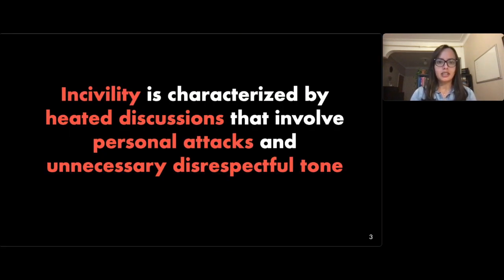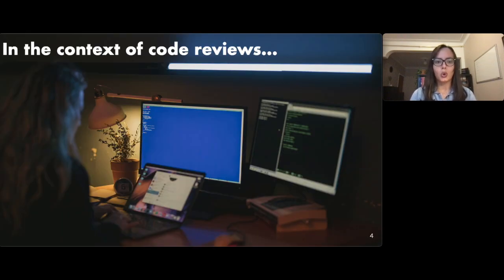In the context of software development, incivility is characterized by heated discussions that involve personal attacks and an unnecessarily disrespectful tone. In the context of code reviews particularly, conversations can get heated because reviewers might need to bring negative news to developers, which is presumably more likely to lead to incivility.